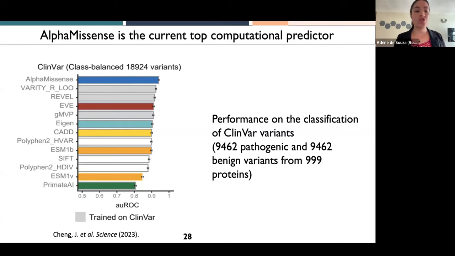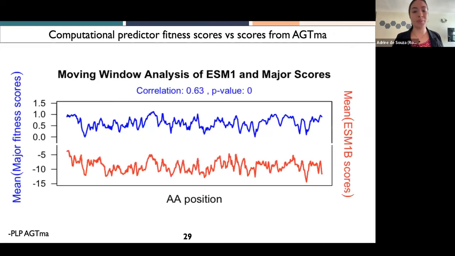I just wanted to show you this because I first used Varity, a predictor that was made in our lab, and ESM1b, which was the second top predictor before AlphaMissense for my latest validation. So I'm really excited to also look at AlphaMissense now that it is available.